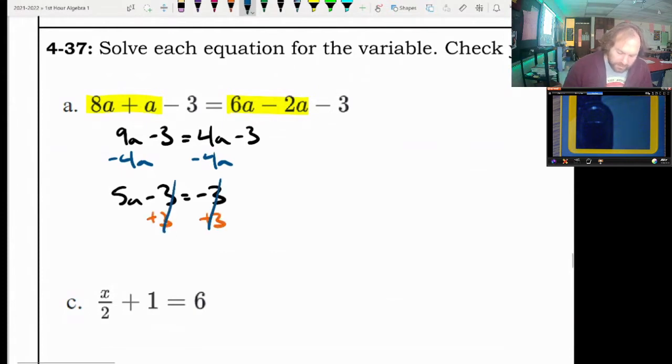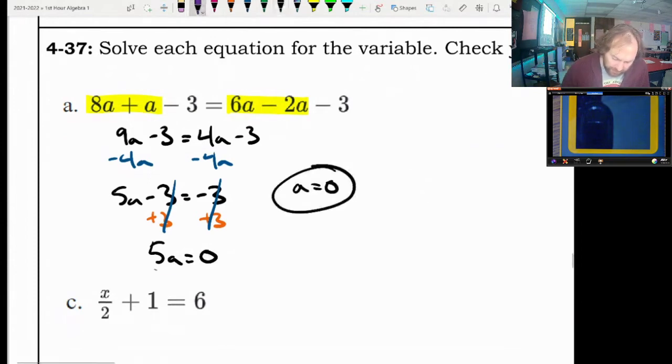This does not mean no solution, though. This is a common misconception. 5a equals 0 has an answer, and it happens when a equals 0. If you divide by 5 on both sides, you'll see that answer pop right out at you. 0 divided by 5 is 0.